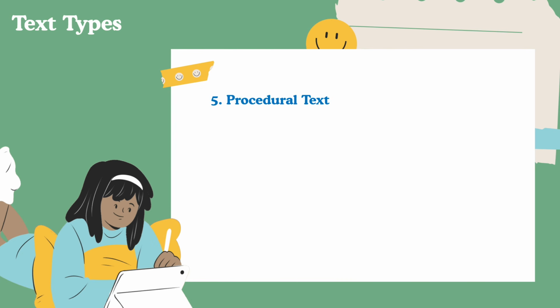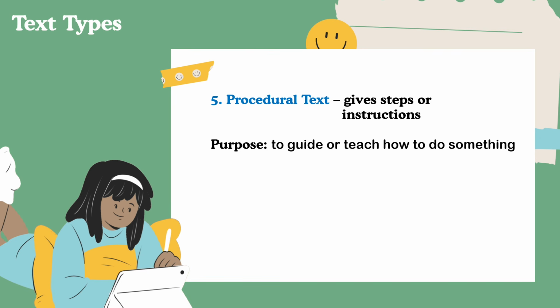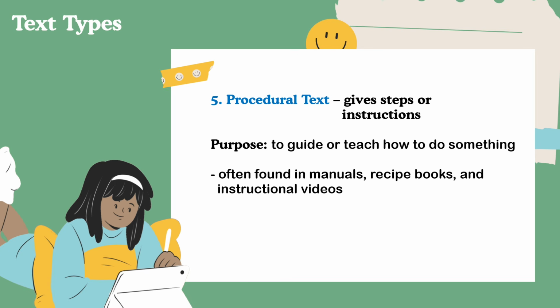The last text type is called procedural text. It gives steps or instructions. Its purpose is to guide or teach how to do something. Procedural texts are often found in manuals, recipe books, and instructional videos.